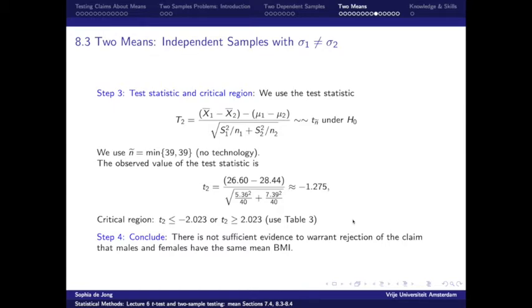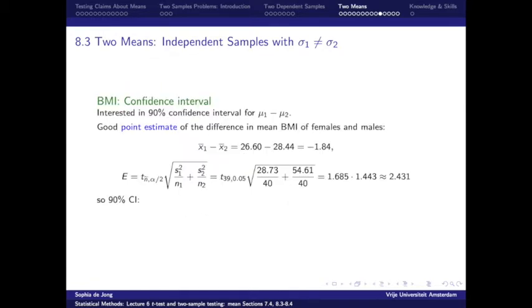We could also compute a confidence interval for the difference in means of the male and the female sample. Suppose we want a 90% confidence interval. This confidence interval is based on the point estimate of the difference in mean BMI of males and females, which is estimated by the difference of the sample means.